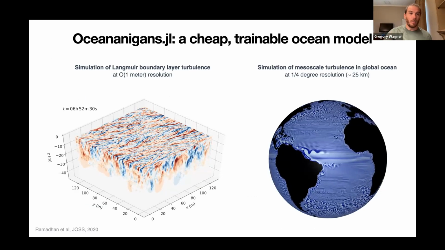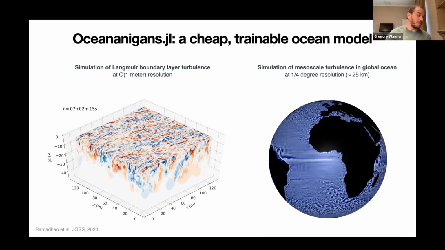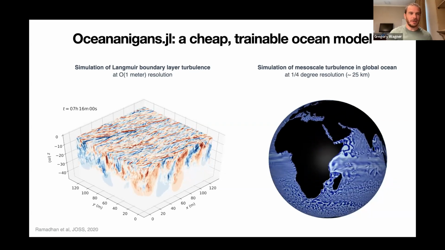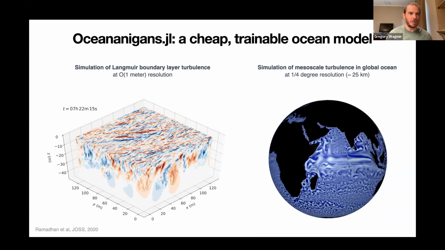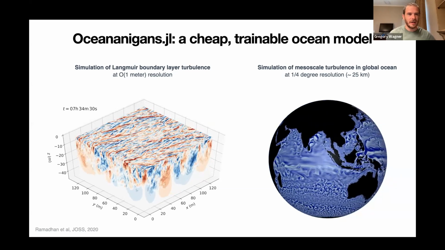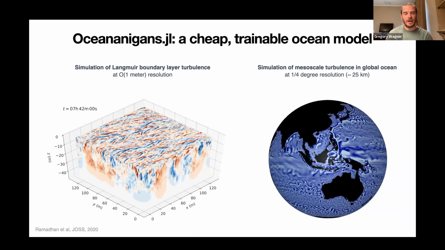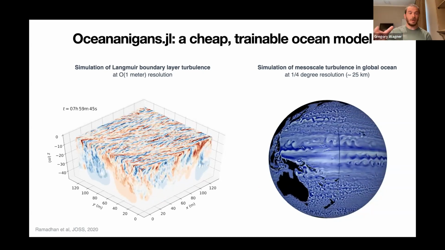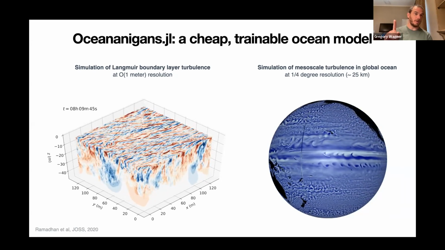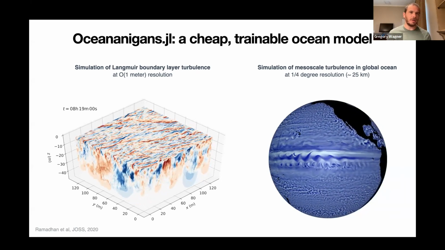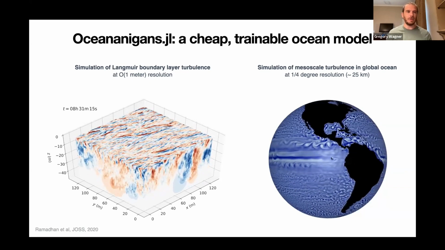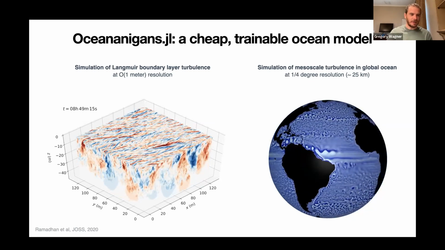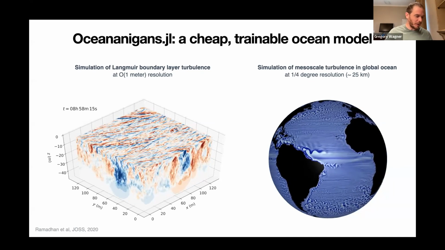Another key aspect of our work at Klima is that we're developing cheap trainable models to facilitate this process. This is just a plug for the model we've developed at MIT. It's called Oceananigans, and the key aspect of Oceananigans is that it runs on GPUs. So we can do a single forward evaluation of a global model on one GPU. That means the size of our ensemble is essentially dictated by the number of GPUs that we can afford. And yeah, that's where we are.